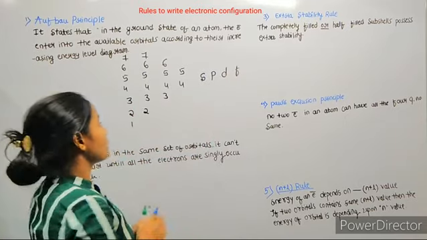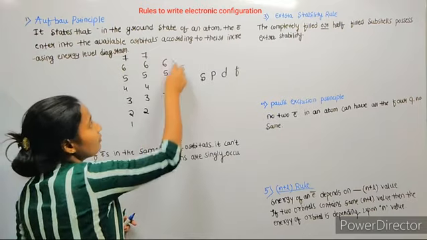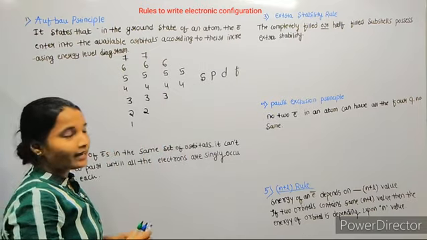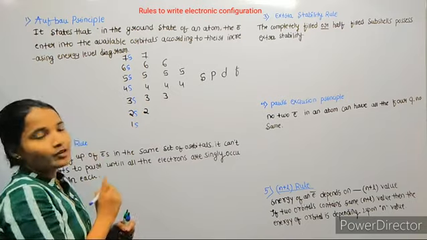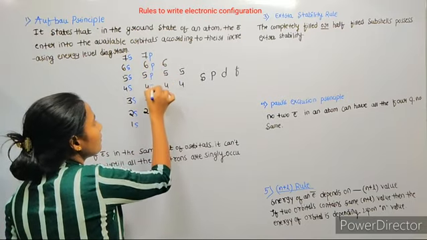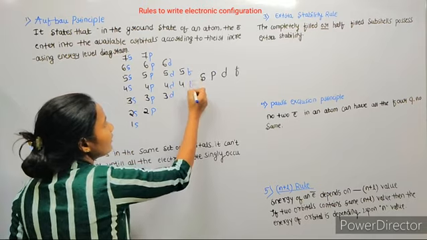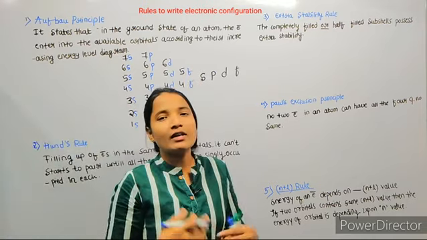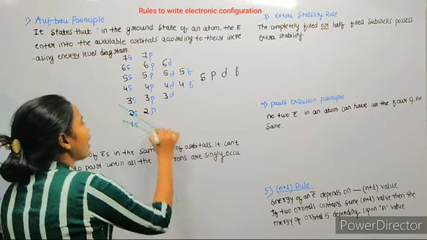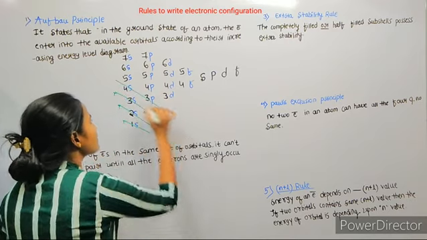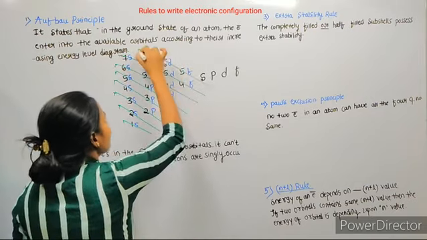Dear students, now observe: this is the first row and this is the second; this is the first column, second column, third column and this is the fourth column. For the first column you can write s, s, s, s, s, s and s. For the second column you can write p, p, p, p, p. For the third column d, d, d and d. For the fourth column you can write f and f. So now 90% of the energy level diagram is over. Just make an arrow mark like this, and according to this arrow mark you can substitute the electrons in the different types of orbitals. So the energy level diagram is over now.